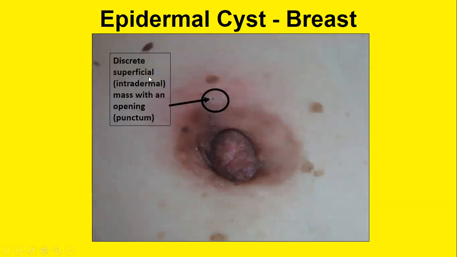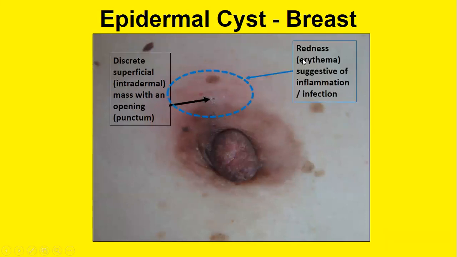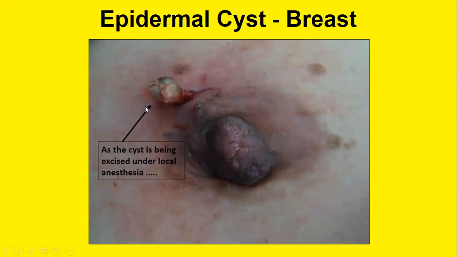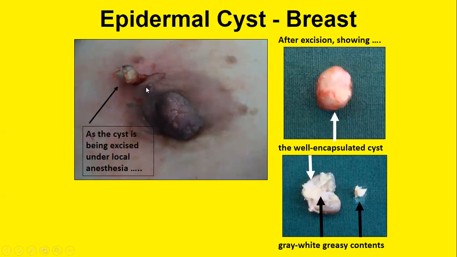Okay. So this picture shows a discrete superficial intradermal mass with an opening, or punctum, here. Okay. And then there is redness, erythema, suggestive of inflammation or infection. Okay. Showing some pus coming out, suggestive of infection. And then the cyst is being excised under local anesthesia. Okay, so the well-encapsulated cyst is shown here, and then these are the greasy content.